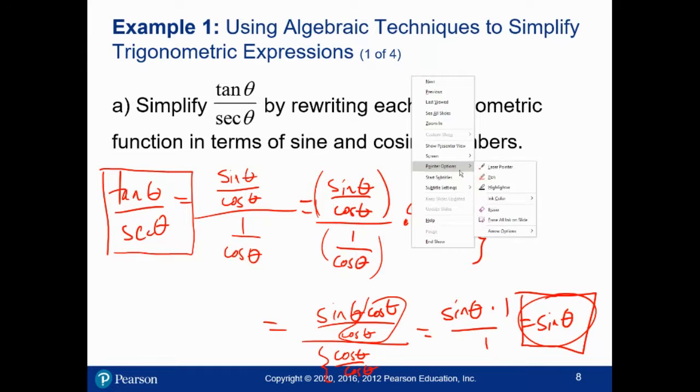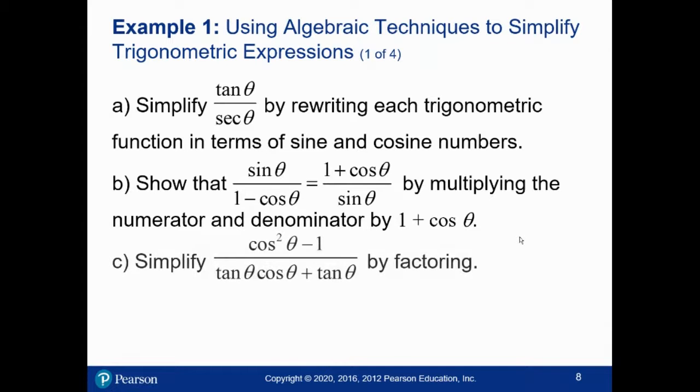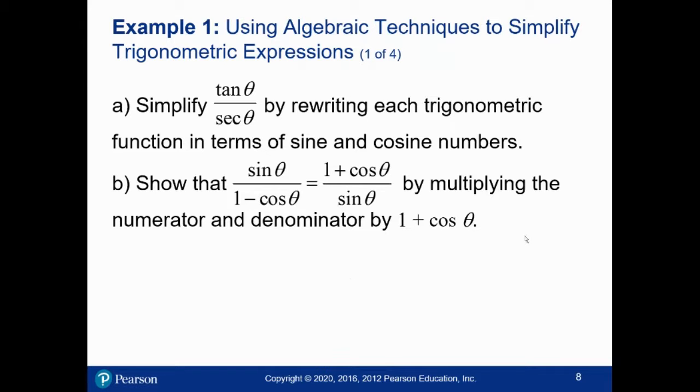Okay, so there's another example here, letter B. How would you show that sine of theta over 1 minus cosine theta is always equal to, at least as long as both sides are defined, 1 plus cosine theta over sine of theta? So you're given a very explicit suggestion: multiply the numerator and denominator by 1 plus cosine of theta. Actually, let's just go ahead and do this one.